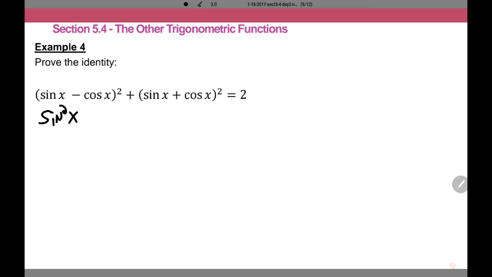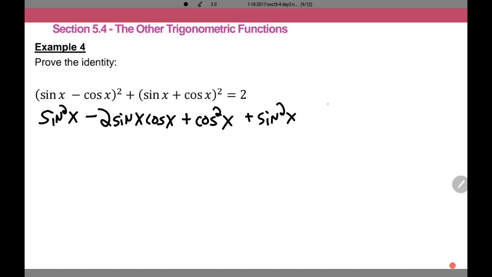and then I've got a sine times a negative cosine and another sine times a negative cosine, so that's minus 2 sine x cosine x, and then a negative cosine times a negative cosine would be a plus cosine squared of x. And then I get very similar on the next one, except there's no minus sign, so I get plus sine squared of x plus 2 sine of x cosine of x plus cosine squared of x.